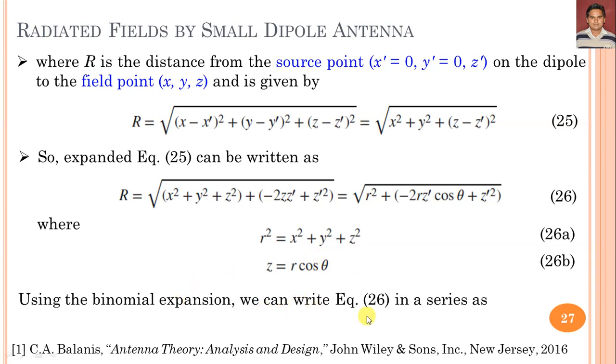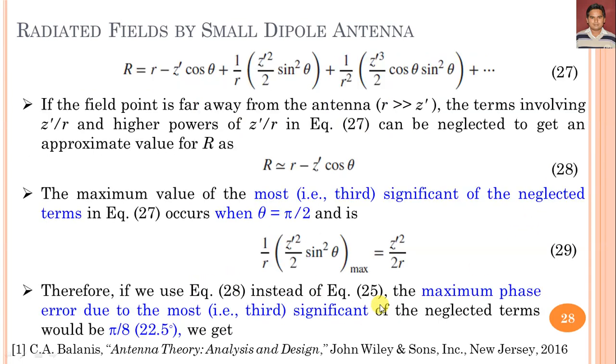Using the binomial expression, we can write equation 26 as a series, R equal to r minus z dash cos theta plus 1 by r z dash square and so on. Here you can see we have expanded in a binomial series. If the field point is far away from the antenna, I mean r greater than z dash, the terms involving z dash by r and higher powers of z dash by r in equation 27 can be neglected to get an approximate value of R. R is approximately the initial two terms we are considering, and further terms we have eliminated due to the far field assumption, which is equal to r minus z dash cos theta.